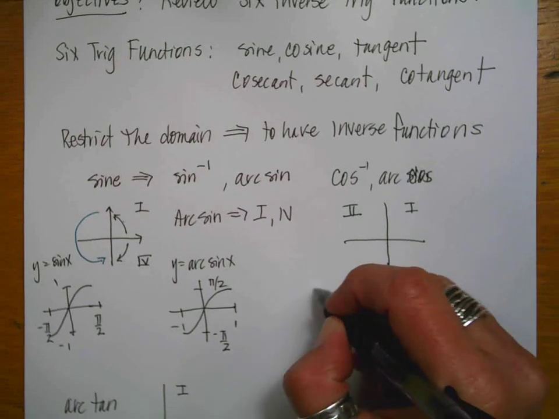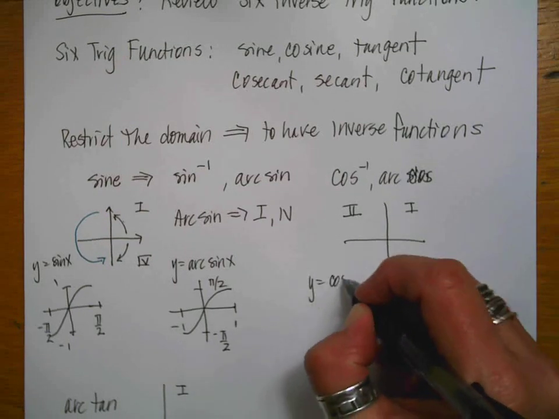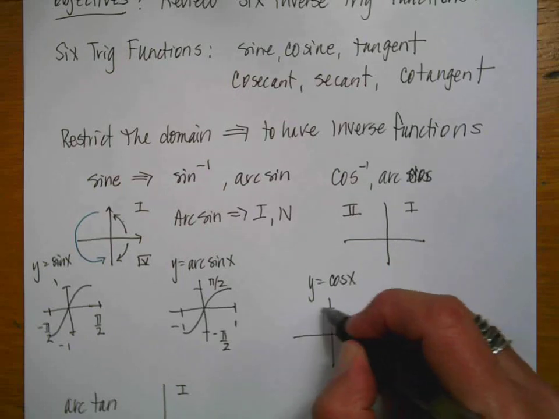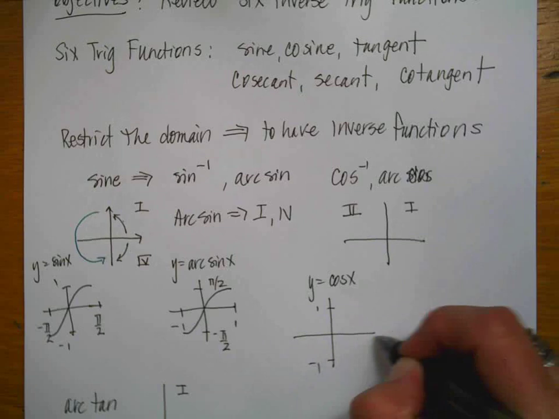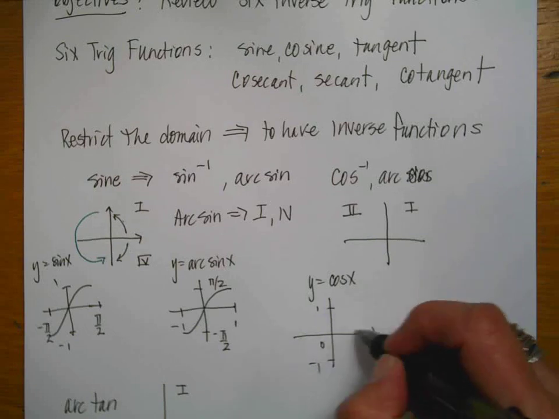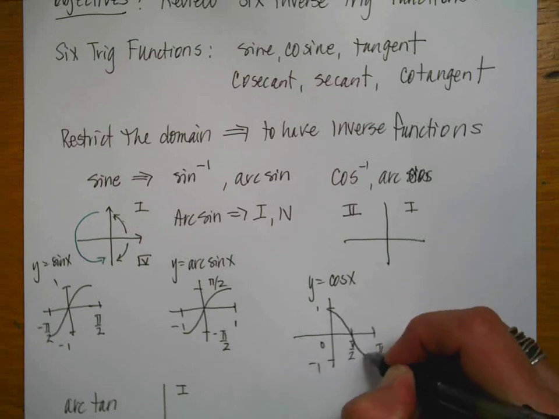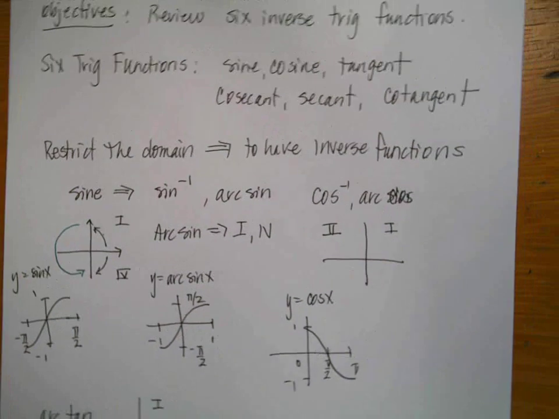For arc cosine, so let's look at y is equal to the cosine of x, okay? So cosine is going to start high, and if we go from 0 to pi, so this is 0, it's going to cross at pi over 2, so cosine looks like this.